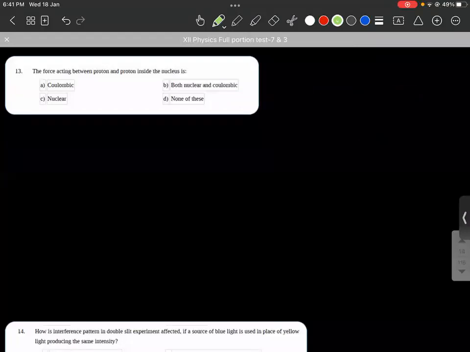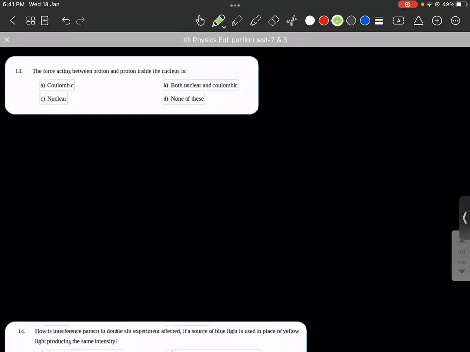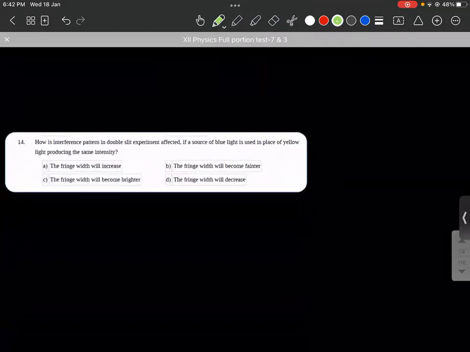The force between proton and proton inside the nucleus is. Answer, guys. What kind of force? Is it Coulombic? Is it nuclear? Is it both Coulombic and nuclear? It is both Coulombic and nuclear, because proton has charge also.